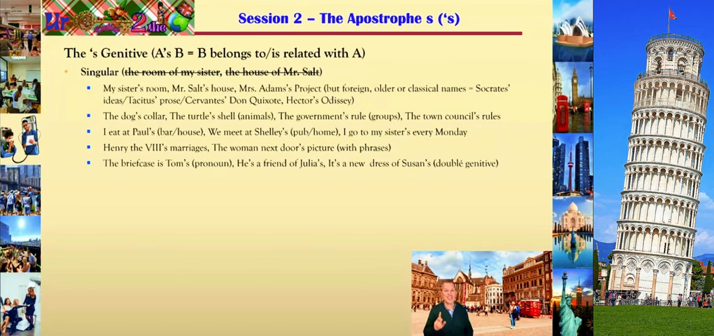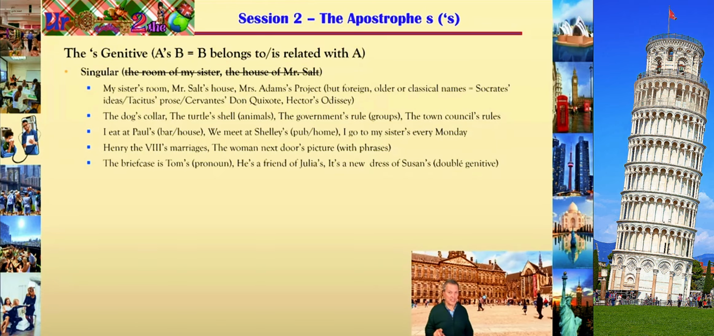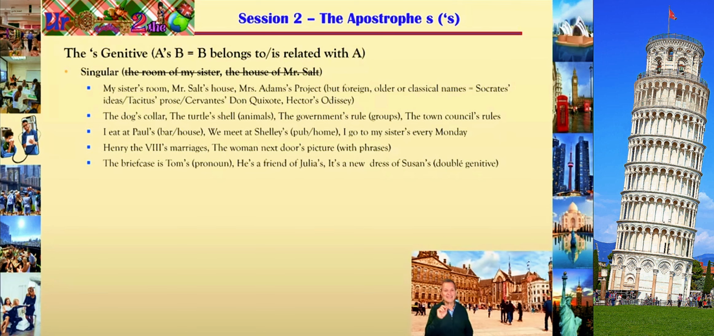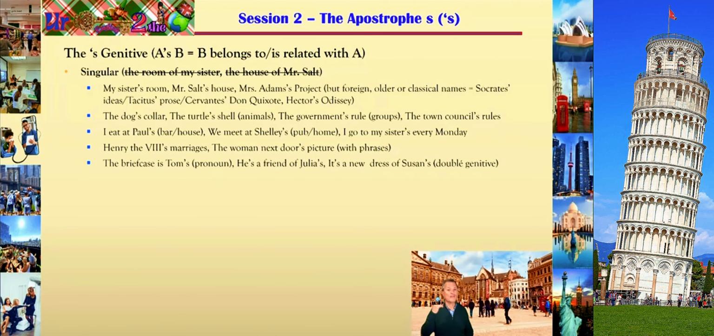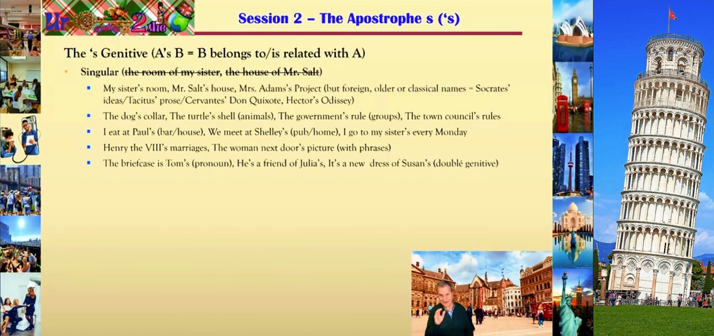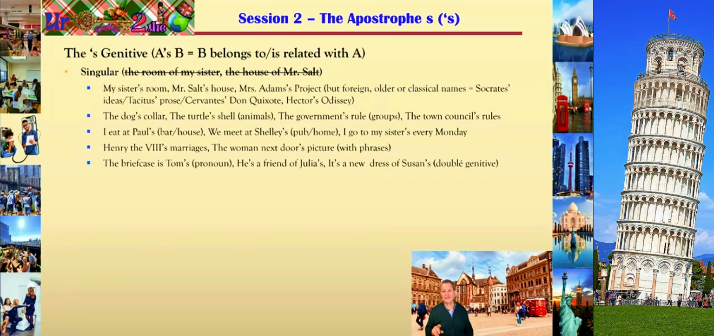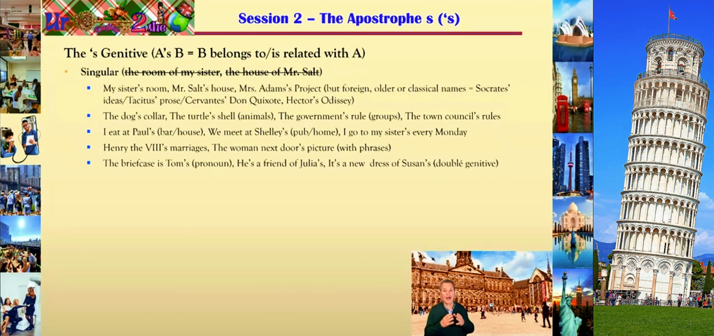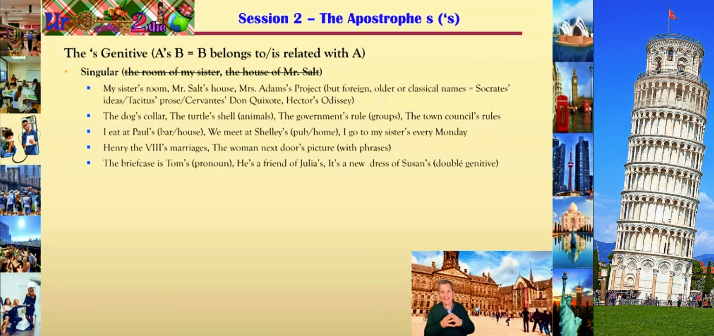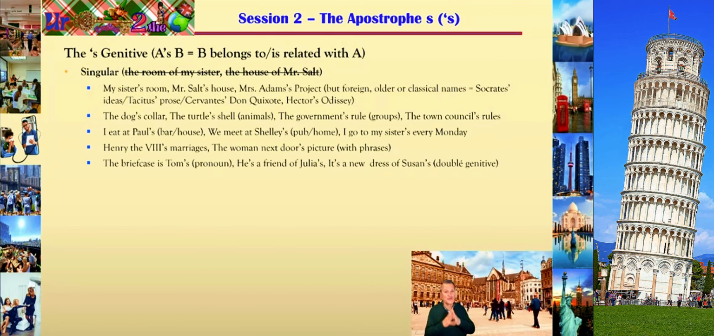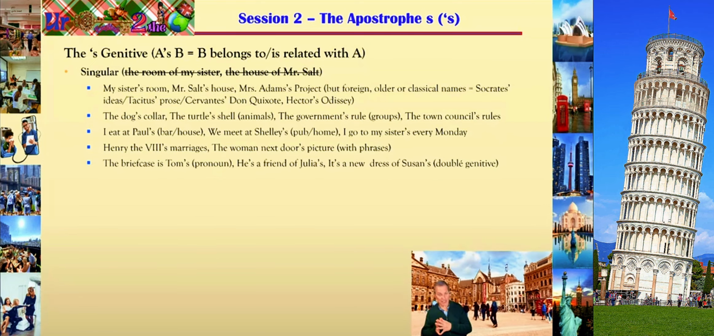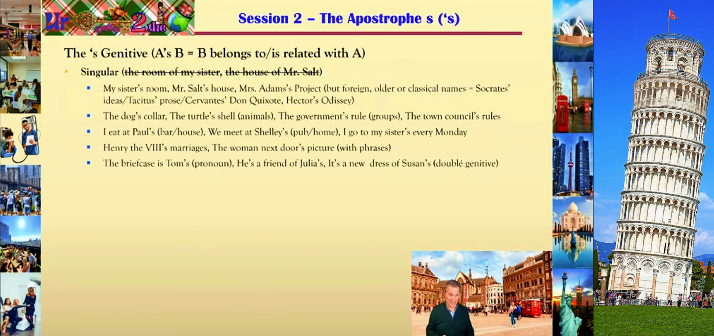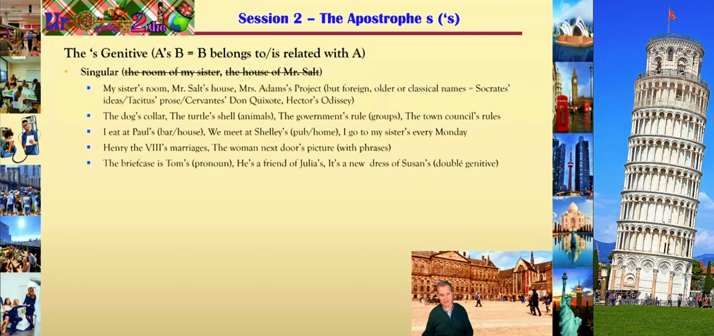He's a friend of Julius. This is a double genitive. What is the meaning of this? This means that he is one of Julius' friends. It's a new dress of Susan's. All right, this is exactly the same. It's a new dress of Susan's. It means that it is one of the new dresses of Susan. But in this case, we don't use of, right? We use Susan with the apostrophe s, right? Double genitive.